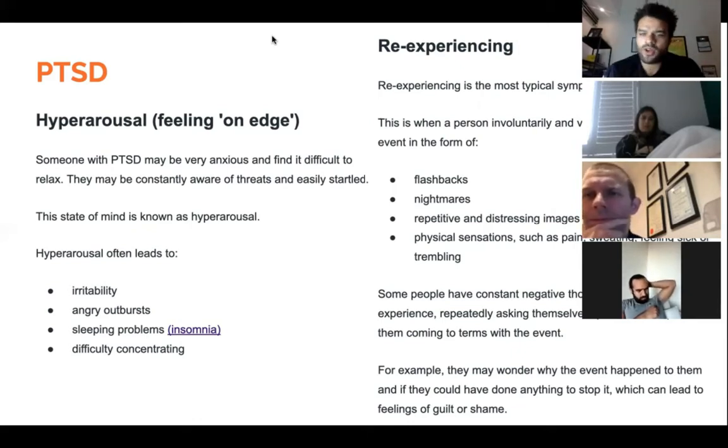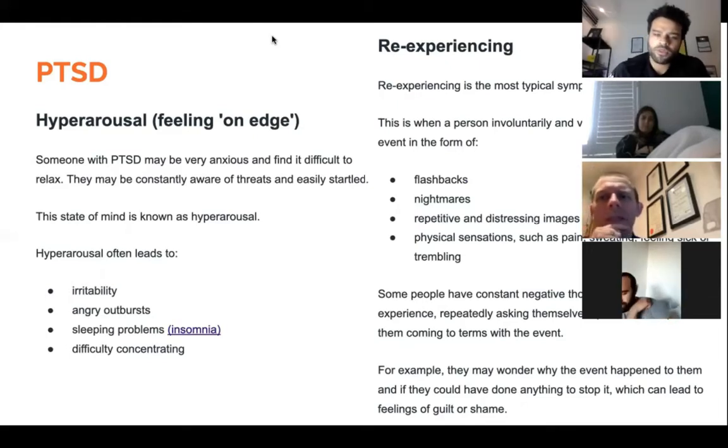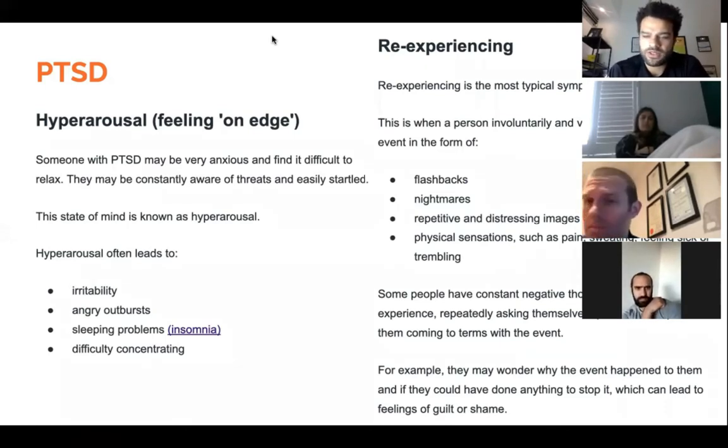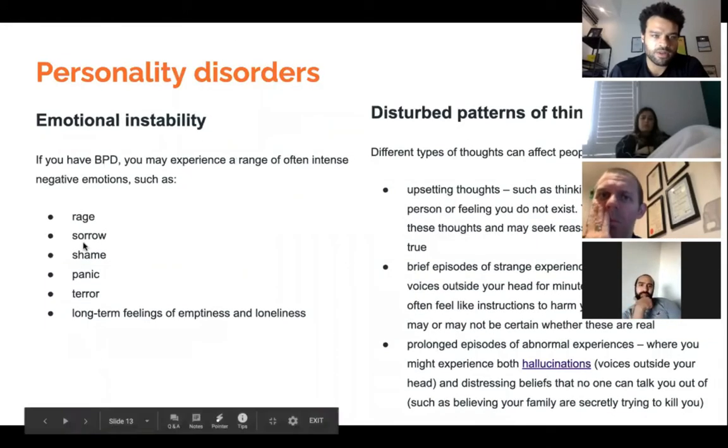So some people have a constant negative thought about their experience, repeatedly asking themselves questions that prevent them from coming to terms with the event. For example, they may wonder why the event happened to them and if they could have done anything to stop it, which can lead to feelings of guilt or shame. I think this is the last one coming up.